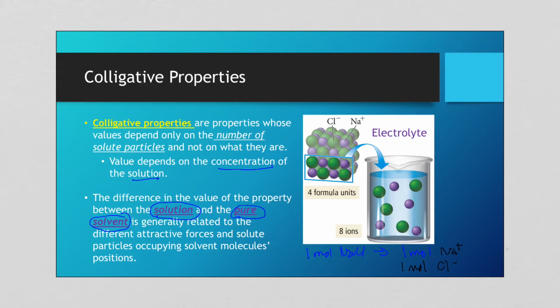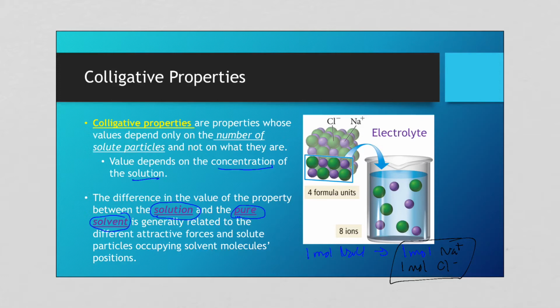So 1 particle generates 2 particles. This is going to become important later on when we look at these colligative properties for ionic compounds, because remember, it's the number of particles that's generated. So we're going to have to keep that in mind.